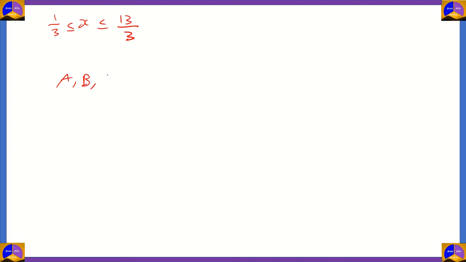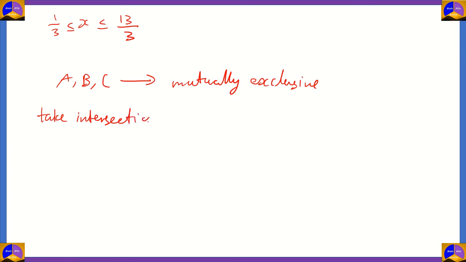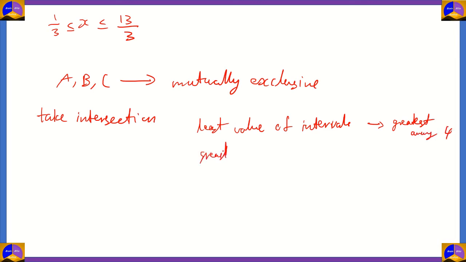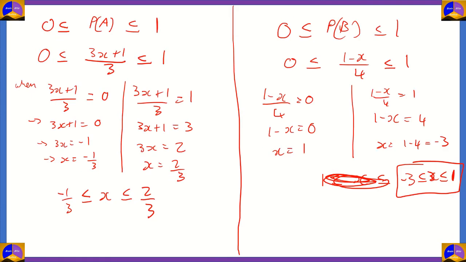Now, we know from the question that A, B, and C are mutually exclusive. So that means to take intersection, what we do is we take the least value of interval as the greatest among the four, and the greatest value of interval as the least among the four. So let me explain what this means. This means that in all of these intervals there are the values on the left and the values on the right.